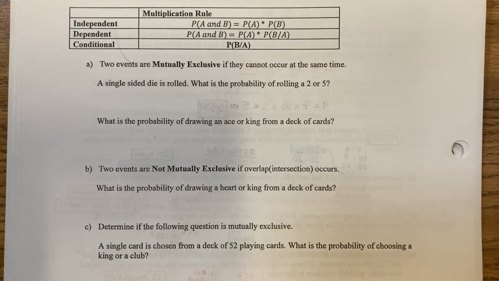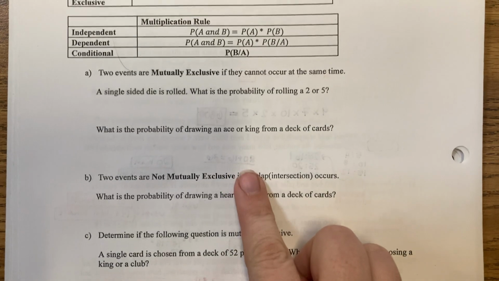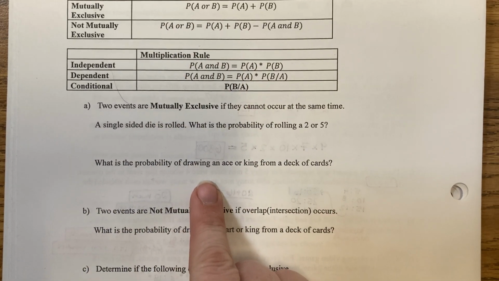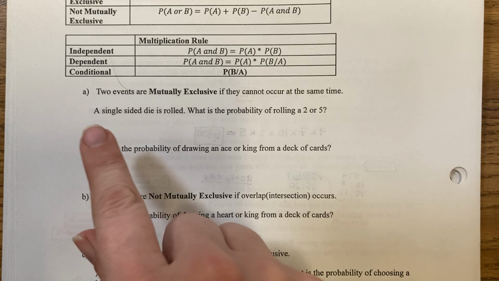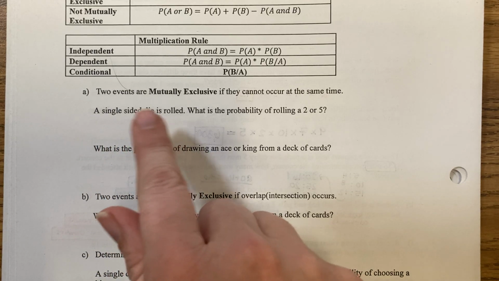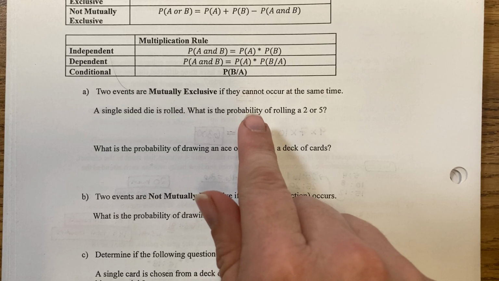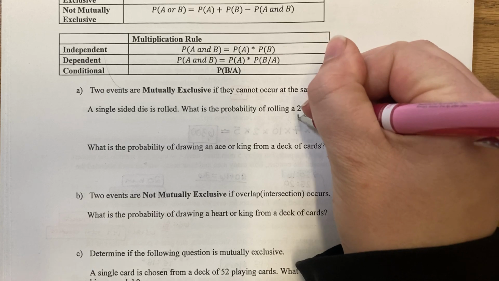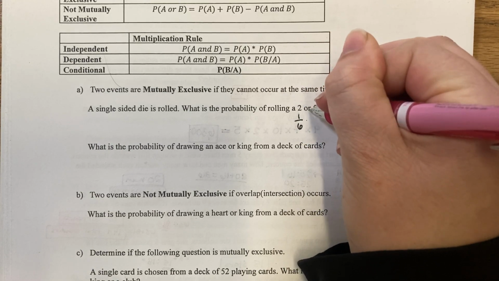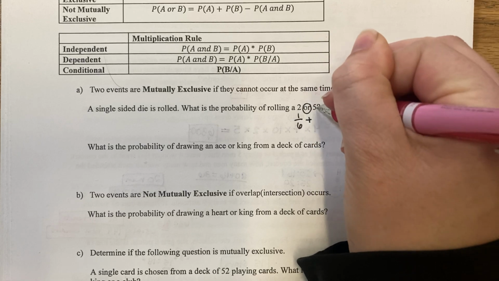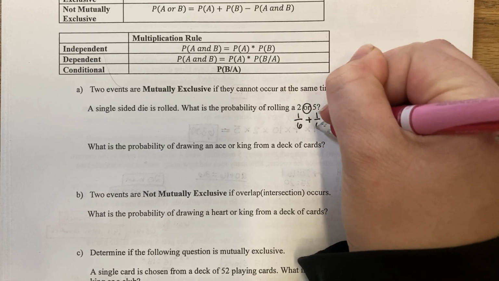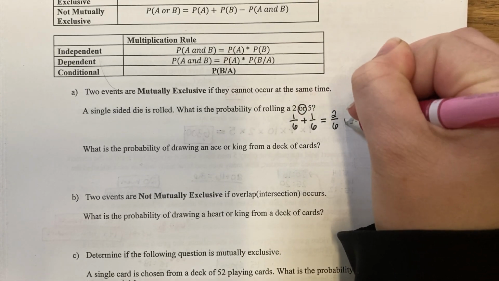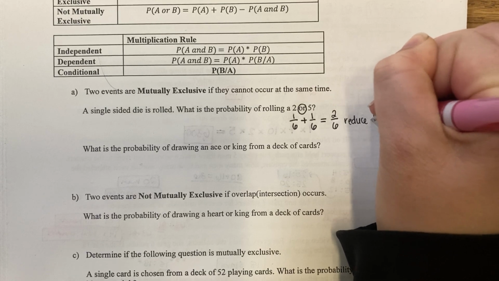For question A, it says two events are mutually exclusive if they cannot occur at the same time. So a single die is rolled, 6 sides. What is the probability of rolling a 2? There's only one 2 out of the 6. Or means I add. The probability of rolling a 5 is 1 out of 6 as well. When I add them together, that makes 2 out of 6, which will reduce to 1/3.